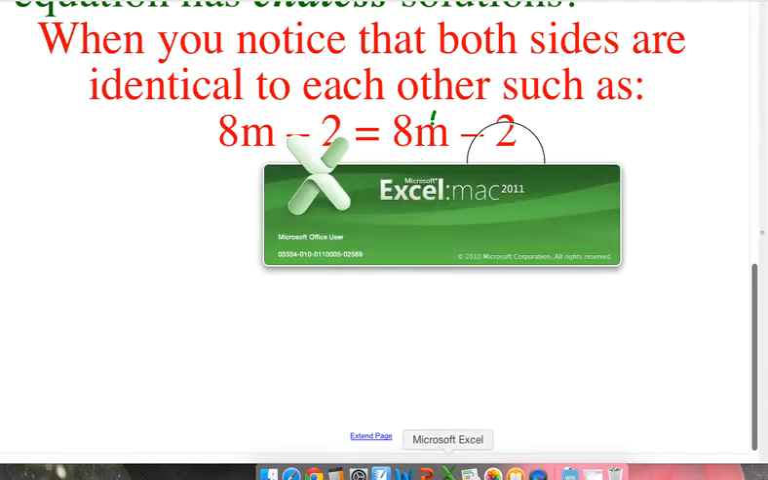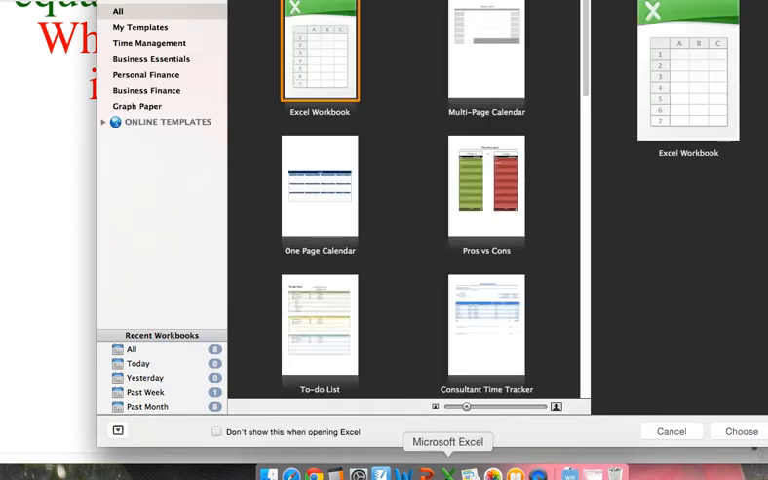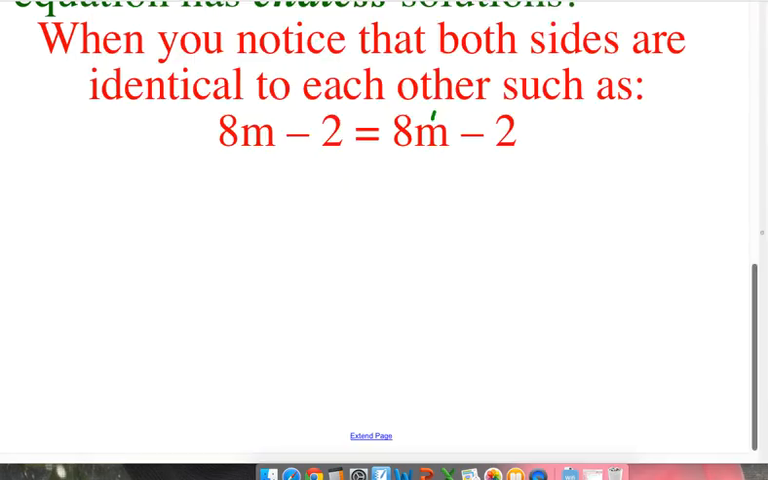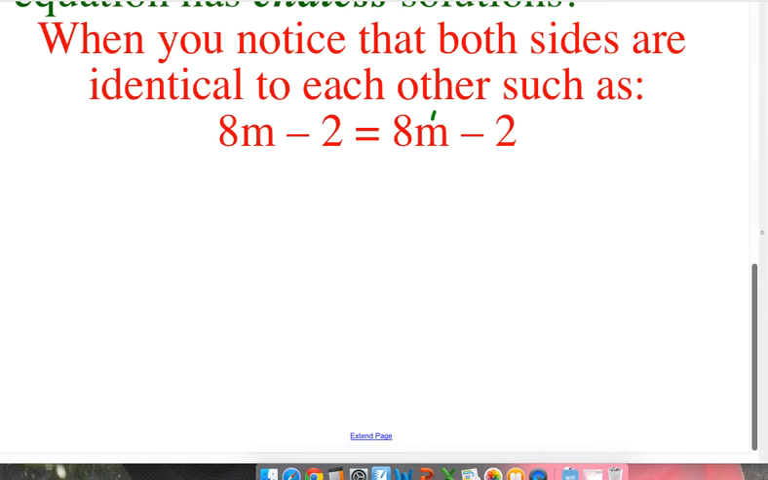Okay, let's change the value of m. Pick another number. What? I don't want that on my screen. Go away. What? Settle down.